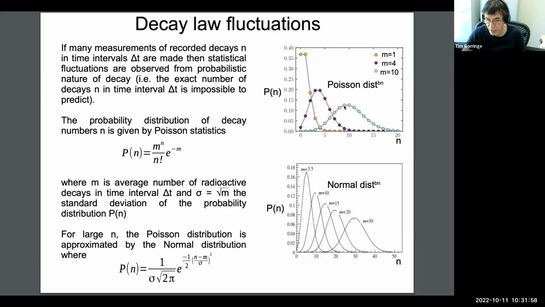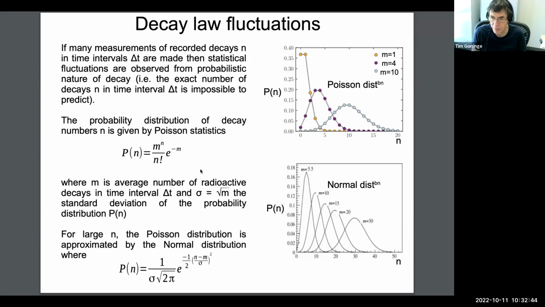For m equals 10, that's the light blue points, you just see that the most probable outcome is 10 decays. But the probability of getting 9 decays or 8 decays or even 11 decays or 12 decays is just a little bit less than the probability of getting 10 decays. And so that's what the distribution for m equals 10 looks like.